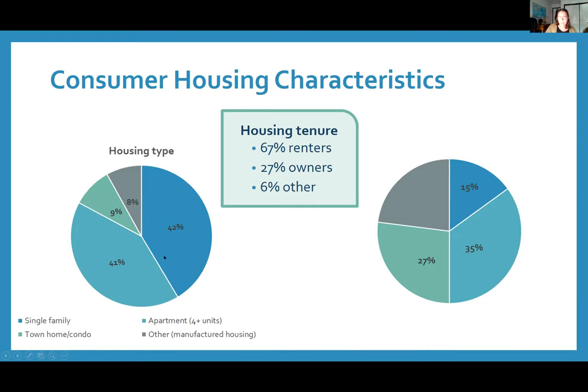One of these pie charts here is housing type, where we are looking at the types of housing. 42% of folks were in single family homes, and then 41% in apartments with 4 or more units. So those were the vast majority of where folks were living. 8% were in other, which is mostly manufactured housing. And then townhomes or condos were 9%.